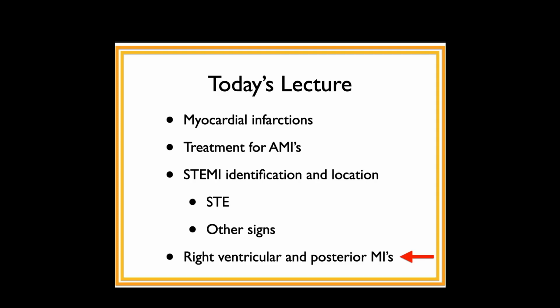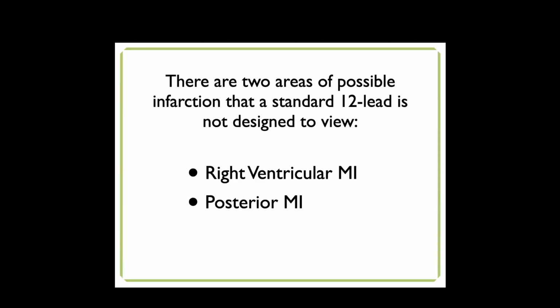Okay, so here's where we left off on the STEMI lecture, and we had one last little bit, which is about right ventricular MIs and posterior MIs. There are two areas of possible infarction that a standard 12 lead does not have electrodes facing: the right part of the heart, which is right ventricular or right-sided, that's the same thing, and a posterior, meaning the posterior wall of the heart.